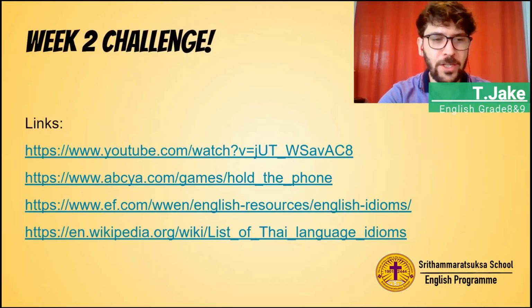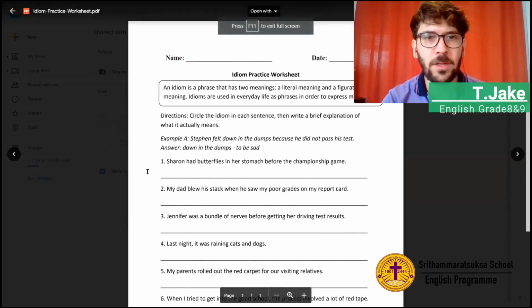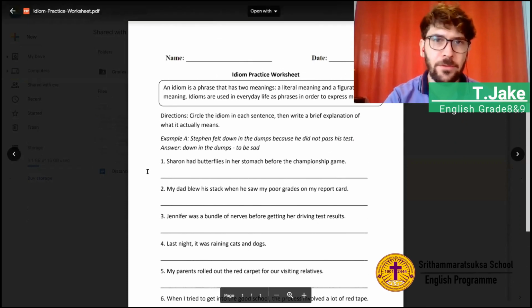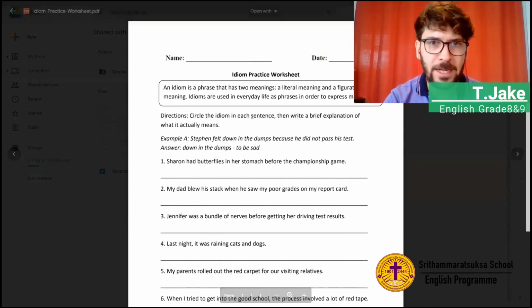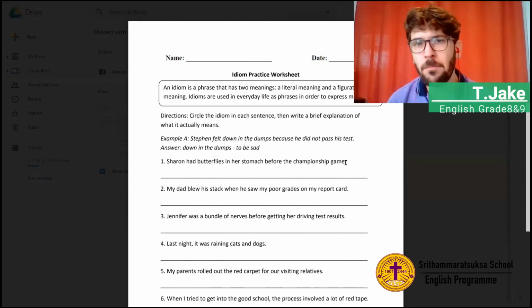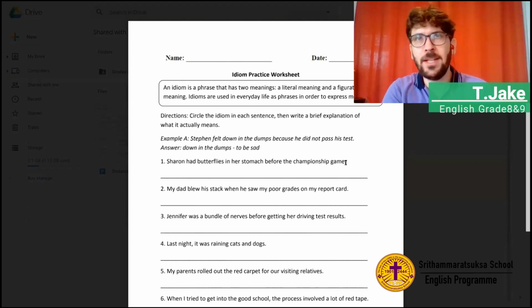I do have a worksheet for you if you'd like to practice. Now, this worksheet is just a very simple thing. There's only 7 questions. All you have to do is circle the idiom in each sentence. So where is the idiom? Sharon had butterflies in her stomach before the championship game. So what part of that is an idiom? Circle it. Then write underneath, what does that mean?